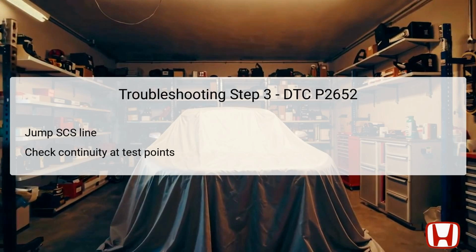During the third troubleshooting step for DTC P2652, you will need to examine the circuit between the powertrain control module, PCM, and the rocker arm oil pressure switch. First, turn the vehicle to the off or lock mode. Next, use the HDS to jump the SCS, System Component Service Line, which lets the onboard diagnostic system operate without errors.